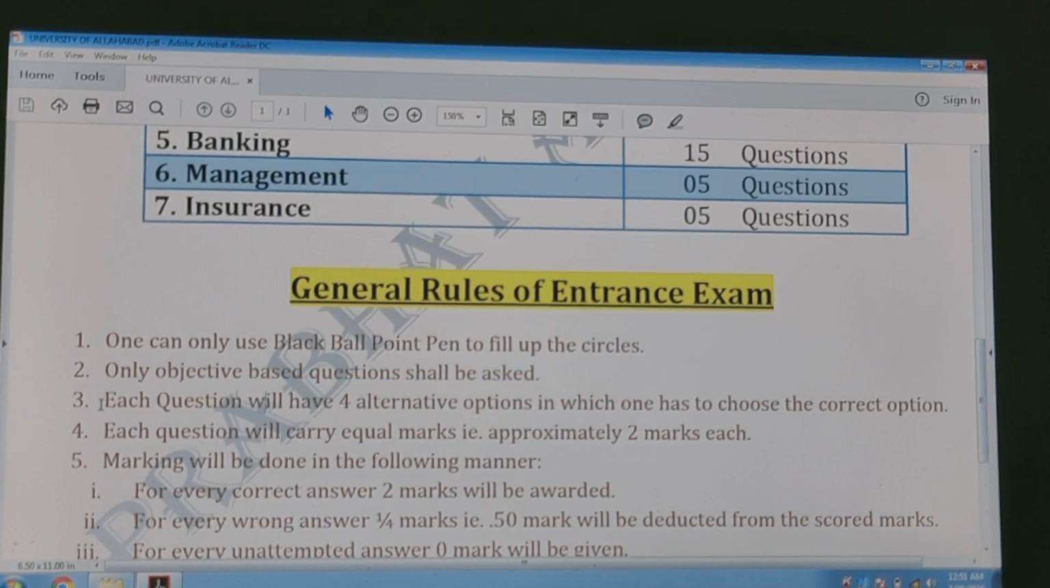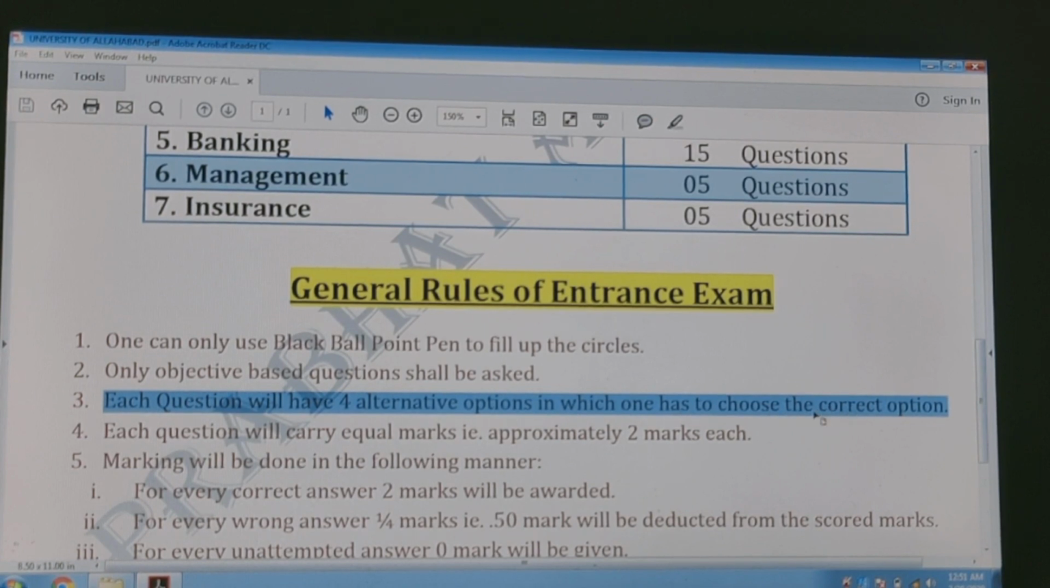Then moving on to point number 3, each question will have 4 alternative options in which one has to choose the correct option. Every question will have 4 alternative options in which one is going to be correct. So you have to just choose the correct option out of the 4 alternatives which are already given in the question. So that is very simple. I think you can understand this.